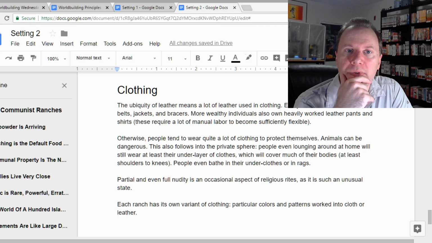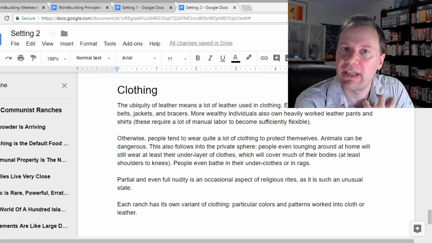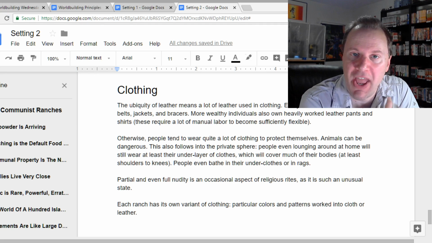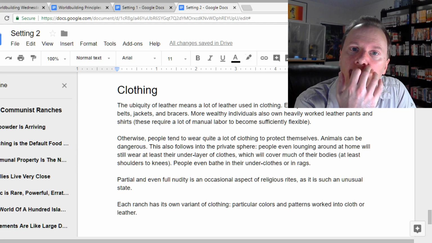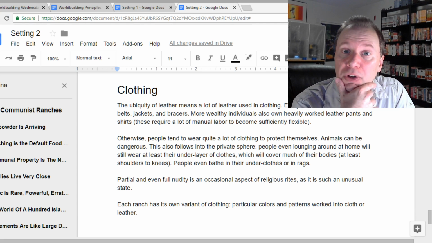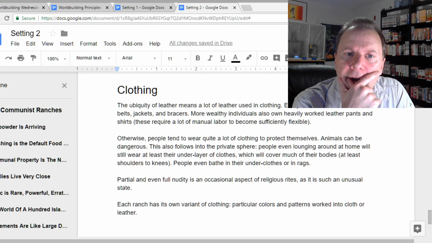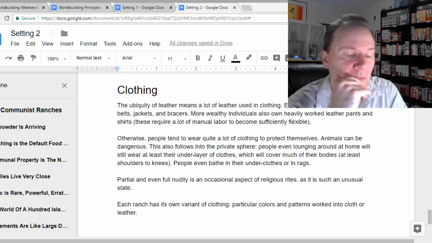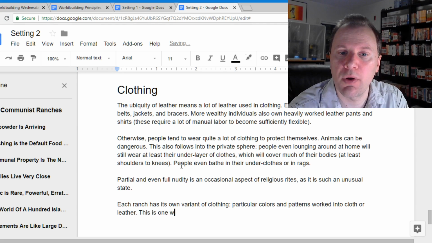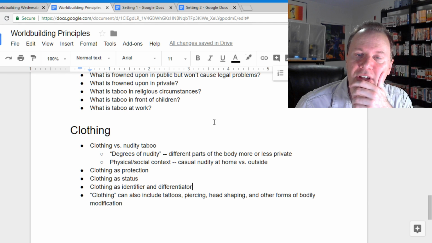Yeah, so some ranch might have a rose stitched into every leather apron, every leather shirt, and every boot would have this particular design worked into each and every one. Or some of them might have a particular blue that they stain much of their clothing in. I like that a lot. Good idea, Seth. Let's see here. Leather. This is one way that each ranch differentiates itself. Yeah, so that works back into that idea of clothing as an identifier, a differentiator.